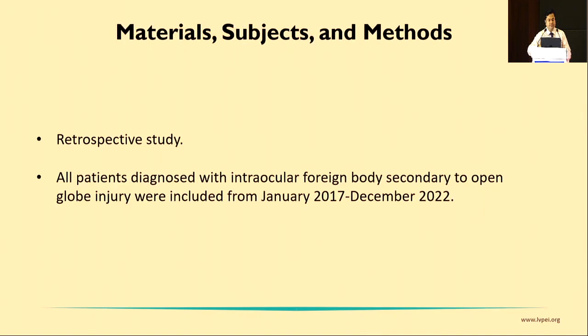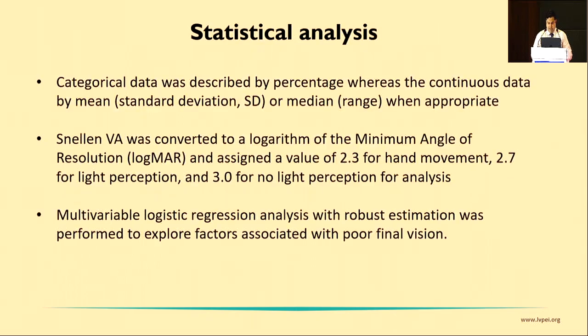It was a retrospective study, and the study period was from January 2017 to December 2022. This included all patients who had an intraocular foreign body present. Coming to the statistical analysis, categorical data was described by percentages, whereas continuous data by mean, median, and so on wherever appropriate. The Snellen's visual acuity was converted to logMAR, where certain values like 2.3 for hand movements, 2.7 for light perception, and 3 for no light perception.